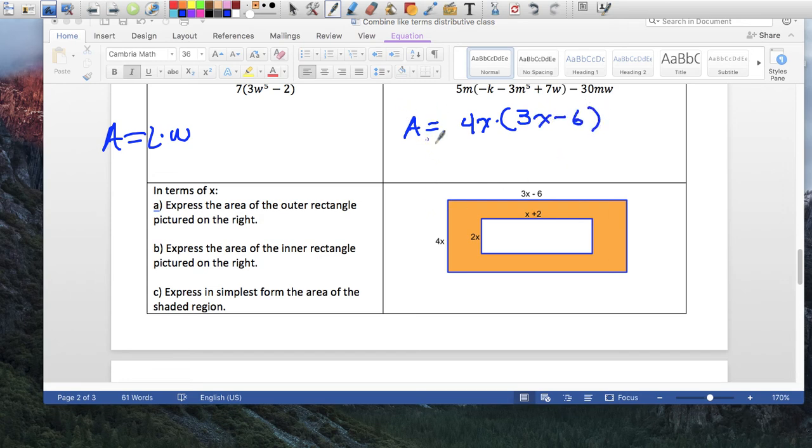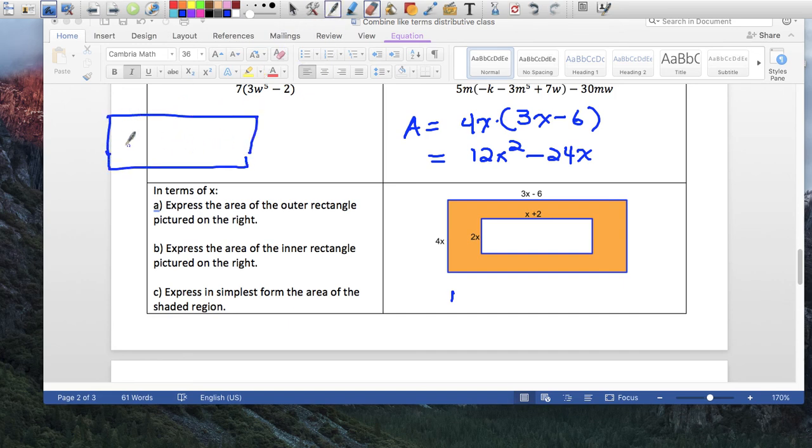That's how you have to show it. And 4x times 3x is 12x to the second power. And then positive times a negative is going to give you a negative, and 4x times 6 is going to be 24x. So that's the area of the outer rectangle. So basically, I'm going to have to keep this. So this rectangle, the big rectangle, the area of this rectangle is expressed like that. So far that's what I have. So that whole rectangle, that's the area.